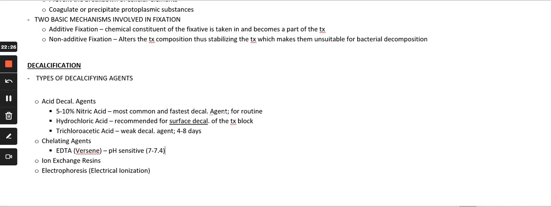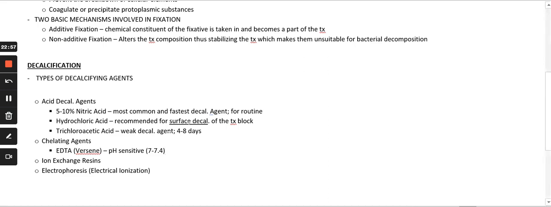But then again, the disadvantage for this one is that alkaline sensitive linkages will be destroyed. So alkaline sensitive linkages in our tissue will be destroyed if we have our EDTA at a pH of 8. So again, EDTA should be within 7 to 7.4.